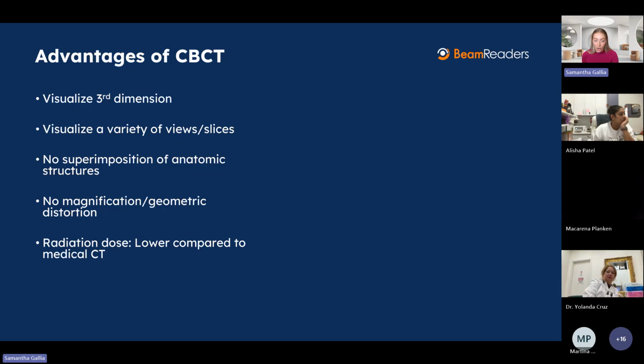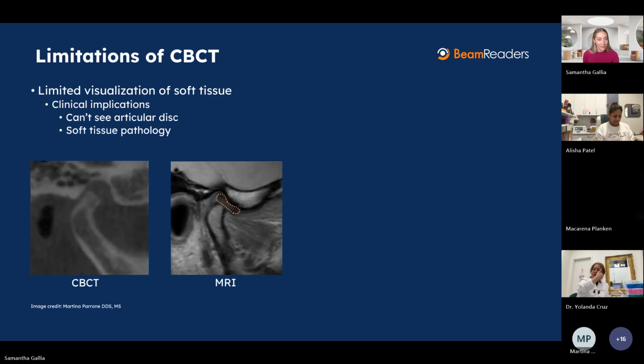Once you understand the technology, parts of it, I think, can be easier than interpreting panoramics. And then there's no magnification or geometric distortion like we see in some of our 2D images, panoramics, PAs. And then radiation dose wise, like I mentioned before, it is generally lower compared to medical CT imaging. So if you're wondering why wouldn't every patient just have a medical CT, that is much higher radiation dose. And that also doesn't allow us to see as fine detail of the dental and osseous structures as CBCT generally. That's awesome. And then moving on to a few limitations of CBCT.